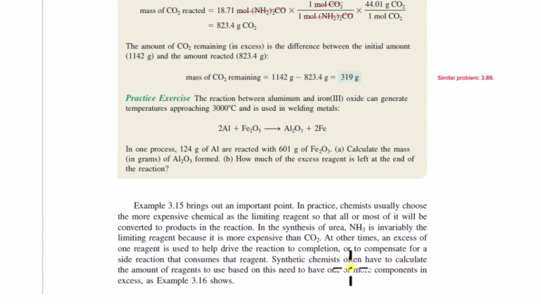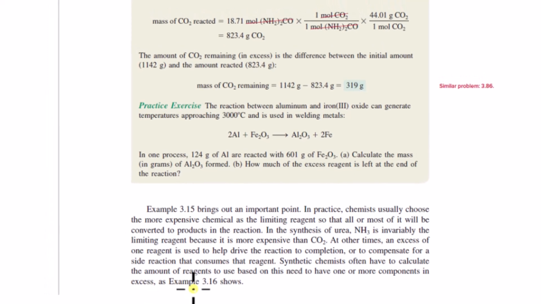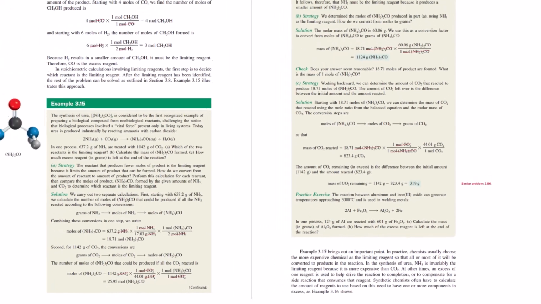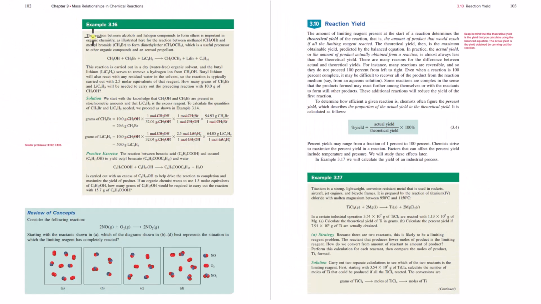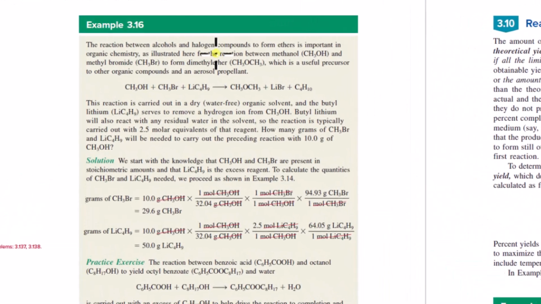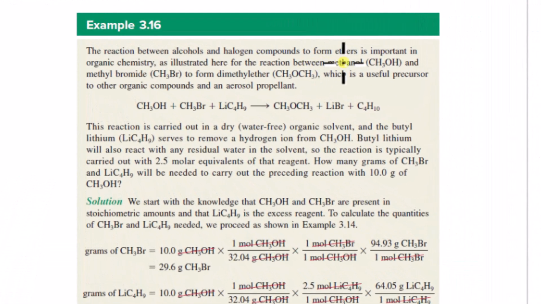Okay, so synthetic chemists often have to calculate the amount of reagents to use based on this need to have one or more components in excess, as the next example shows. So let's take a look at this example. Okay, the reaction between alcohols and halogen compounds to form ethers is important in organic chemistry, as illustrated here for the reaction between methanol and methyl bromide to form dimethyl ether, which is a useful precursor to other organic compounds in an aerosol propellant. So here's the balanced chemical equation.